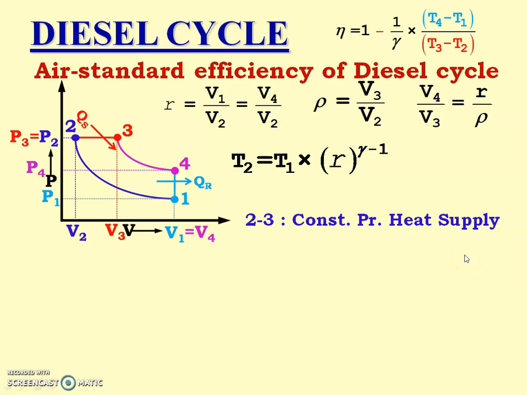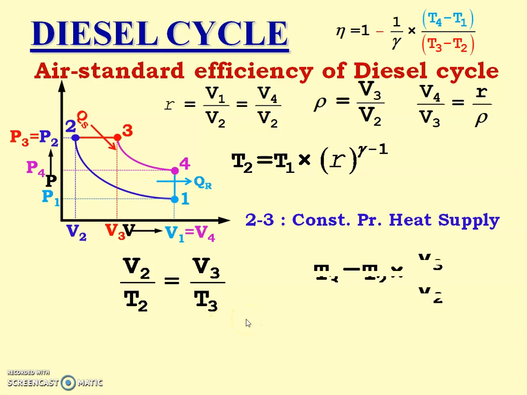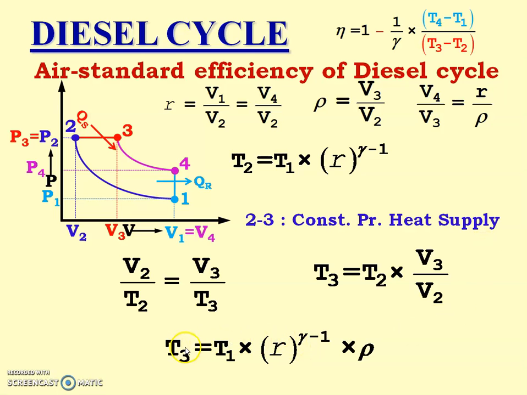Now what is the PVT relationship for the constant pressure heat supply? V by T is constant, and it is for the process number 2 to 3. So we can write down V2 by T2 is equal to V3 by T3. So T3 is equal to T2 multiplied by V3 by V2. Now what is T2? T2 we have already derived: T1 into R raised to gamma minus 1. And what is V3 by V2? That is rho. So we can write down T3 is equal to T1 multiplied by R raised to gamma minus 1 into rho.